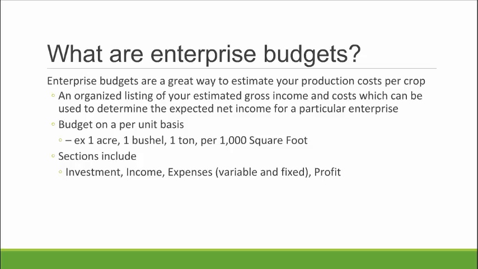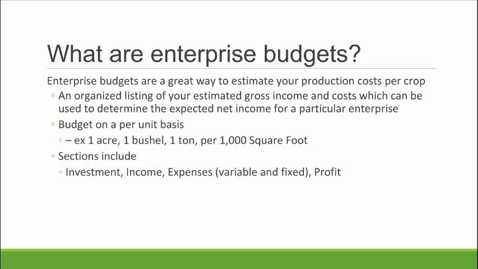So one of the best ways to start with looking at that are enterprise budgets. And if anybody's heard of these enterprise budgets, you can put those in the chat pod if you use those. An enterprise budget is a great way to estimate your production costs per crop. And if someone's looking at expanding, if they're looking at growing a new crop, it's the best place to start to figure out what your income and expenses will be for that. So it's an organized listing. You have your gross income and your costs and what your expected net income is for a particular enterprise.